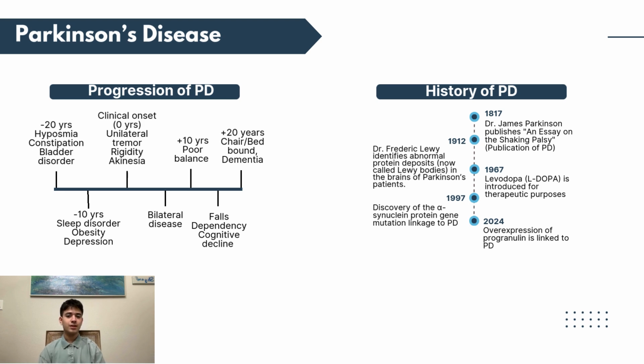On the right, you can see another chart that we made, which is a timeline of the history of Parkinson's disease, starting with Dr. James Parkinson's publication of an essay on the shaking palsy, which is the first publication of Parkinson's disease, and ending with the publication of the paper that our research is based on, which linked progranulin, which we will talk about shortly, to Parkinson's disease.